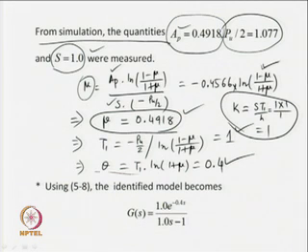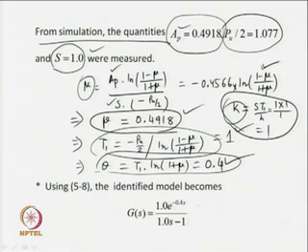Thus, the estimated values theta, T1 and k are found to be accurate, and thus the dynamics of the real time system, the unstable first order plus dead time system, has been found as G(s) equal to e to the power minus 0.4s upon s minus 1.